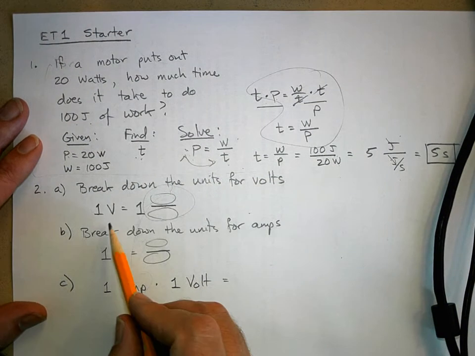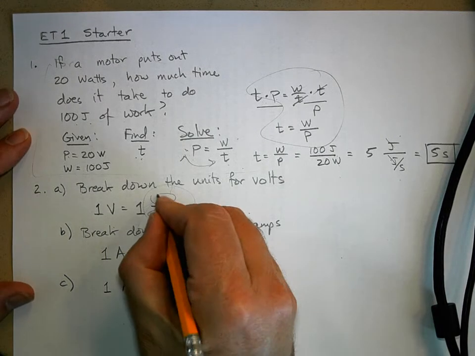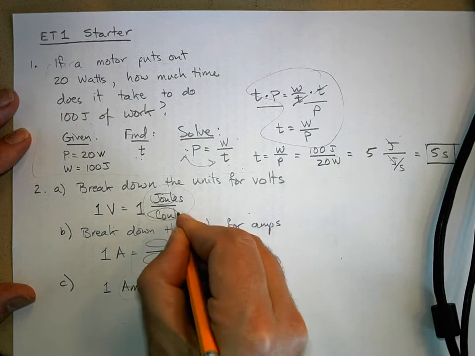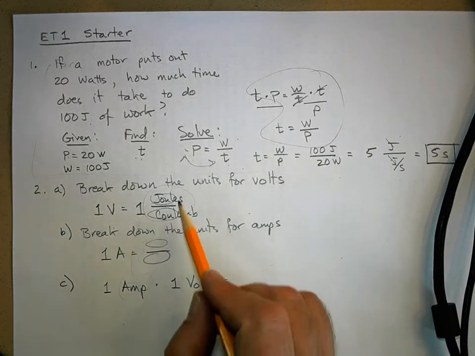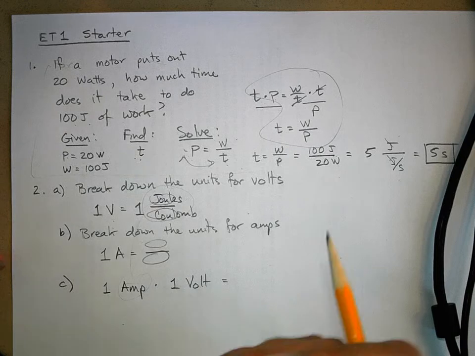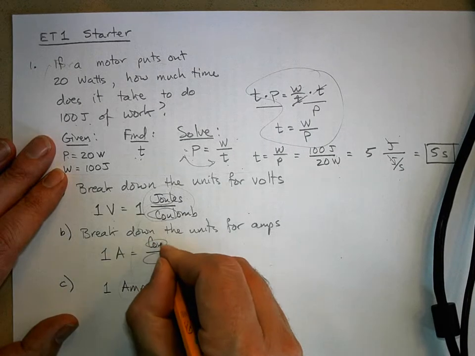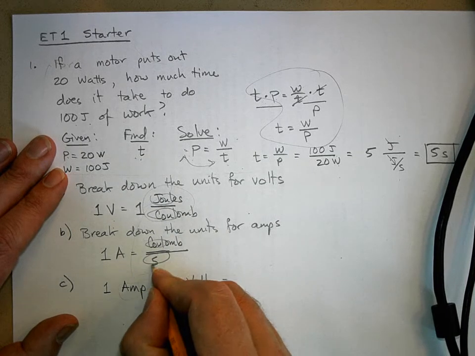Okay. Now, let's do this. If we break down, what is a volt? A volt, if you break it down one step, it's how much energy in joules you get in every coulomb of charge that flows through your wire or your resistor, whatever. A volt is a joule per coulomb. How much energy is available in the electricity per quantity of charge. Now, an amp is a measure of how much charge is going by. So that's going to be in coulombs. And a coulomb is a quantity of charge, coulombs per second.